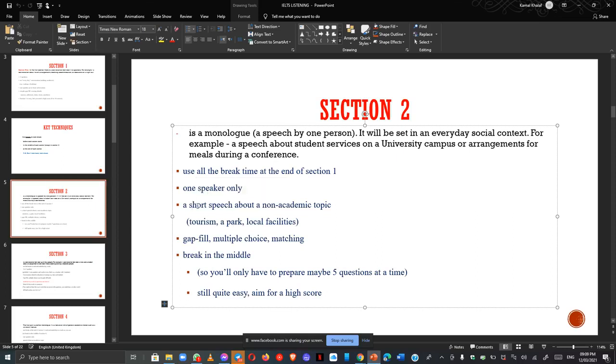Okay, one speaker only, a short speech about a non-academic topic: tourism, parks, local facilities, and so on. Again, gap fill, multiple choice questions. You have choices A, B, C, for example, and in some cases A, B, C, and D, and matching. You have a break in the middle, about half a minute. So you will have to prepare maybe five questions at a time, which is a good chance for you to read, to know why you will listen.